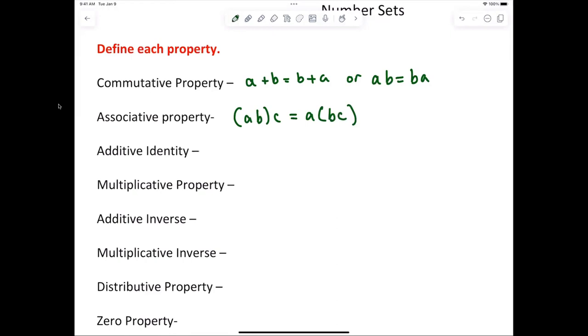Notice, is the order exactly the same? No. The thing that's different is the what? Parentheses. Associative. All right, who you associate with. That's how I remembered it. The parentheses. All right. Now, of course, instead of multiplication, we could do what? Addition. A plus B, parentheses around that, plus C equals A, and then parentheses around the B plus C.